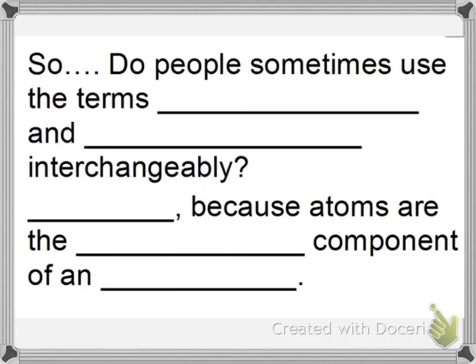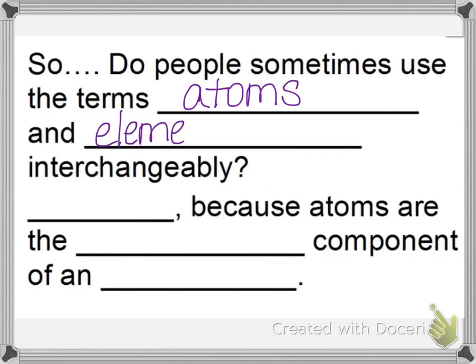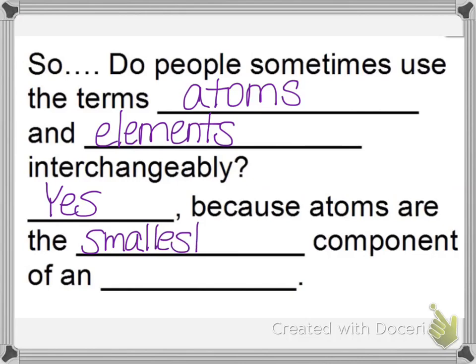Okay. So, do people sometimes use the term atoms and elements interchangeably? Yes, they do. The reason why is because atoms are actually the smallest component of an element. Okay, so you have atoms, and if you have the same type of atoms, one single atom or a whole bunch of atoms that are exactly the same, we call these elements.